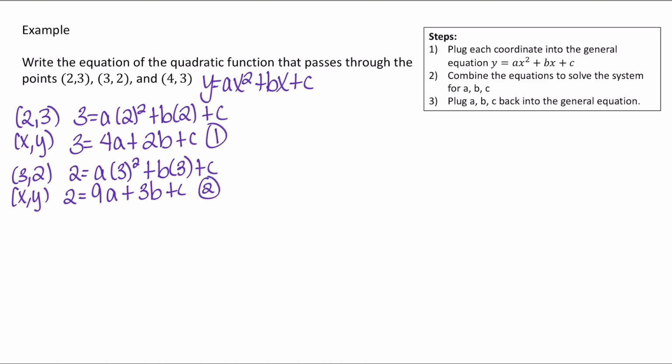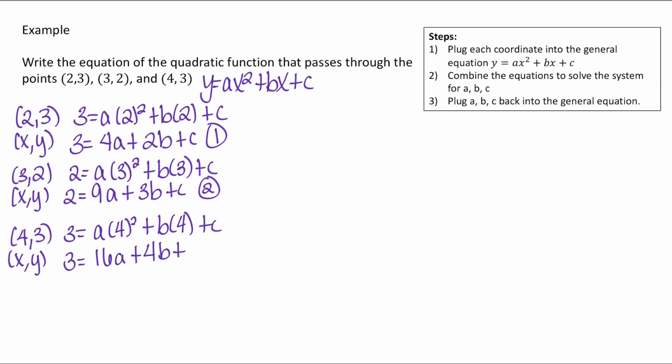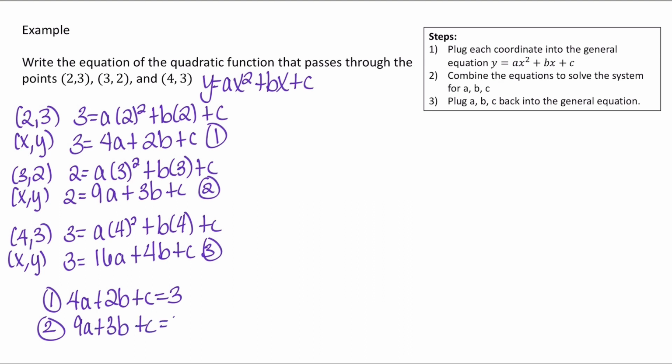Now finally, I have the point (4, 3), which is another x and y value. So that gives me 3 equals a times 4 squared plus b times 4 plus c. So that gives me 3 equals 16a plus 4b plus c, which is equation number 3. So just for reference, I'm going to write my equations down here. I have equation 1, which is 4a plus 2b plus c equals 3. Equation 2, which is 9a plus 3b plus c equals 2. And then I have equation 3, which is 16a plus 4b plus c equals 3.